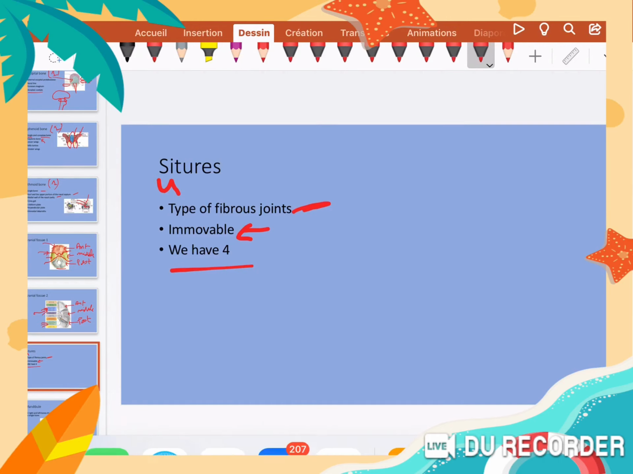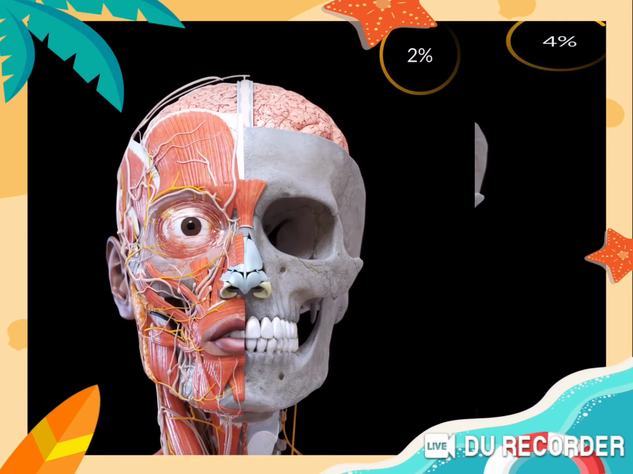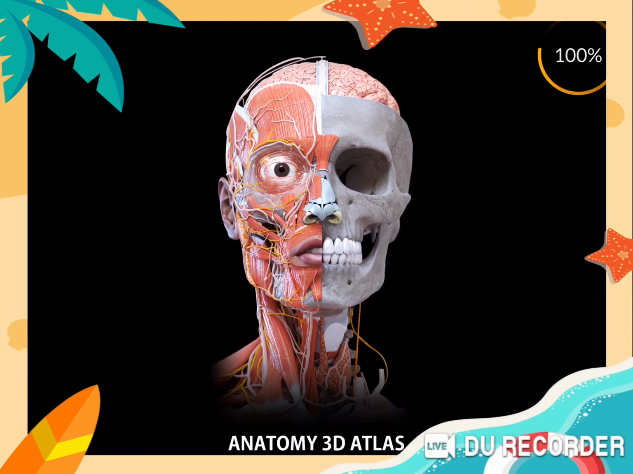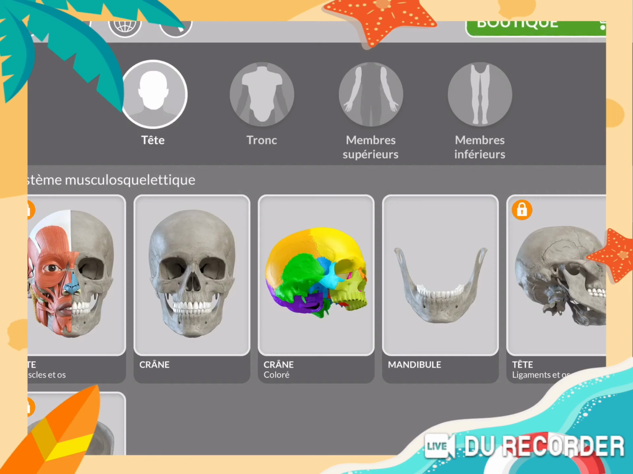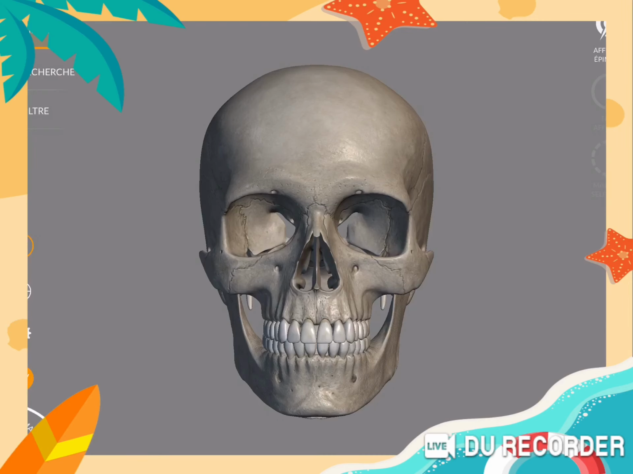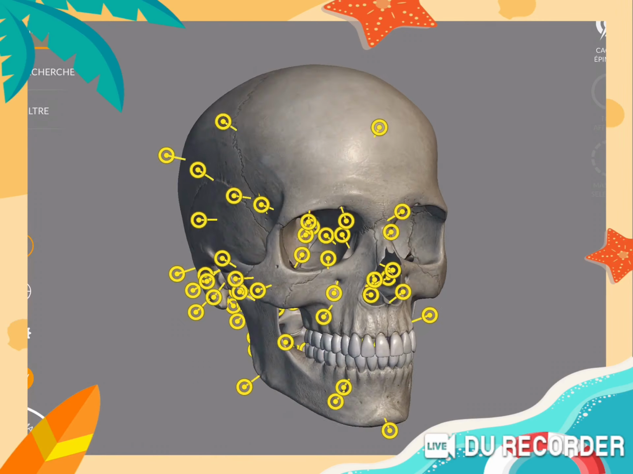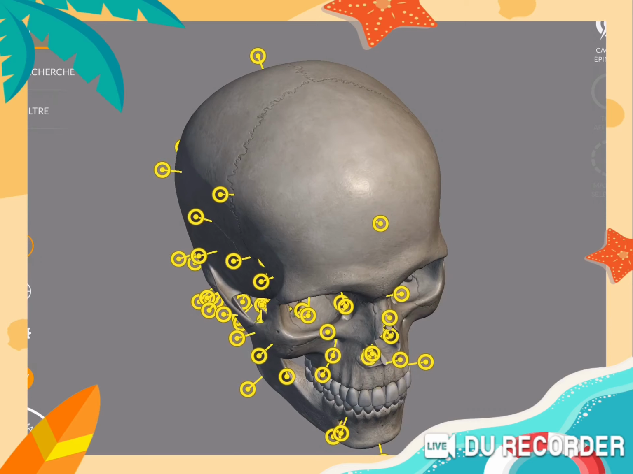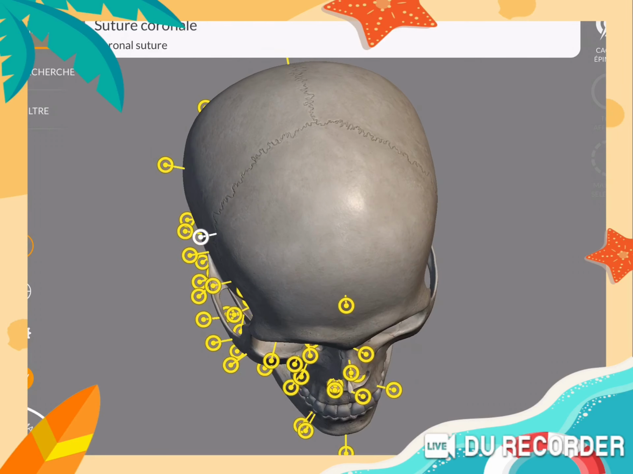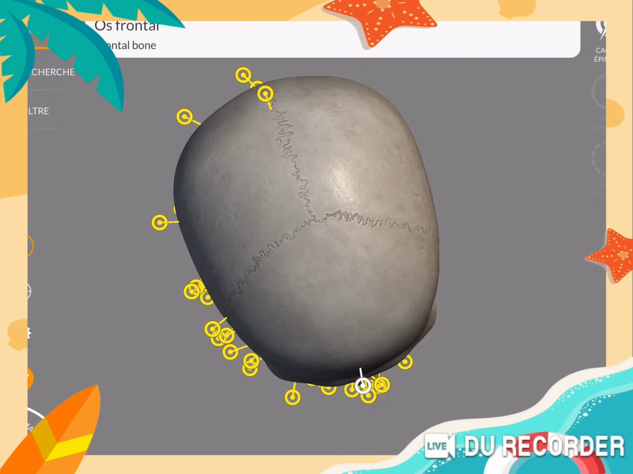Let's explain them better here. The sutures, here we have four. We have the coronal suture between the frontal bone and the two parietal bones.